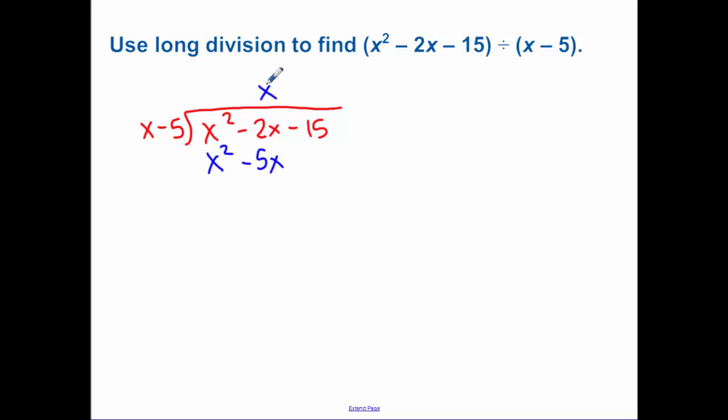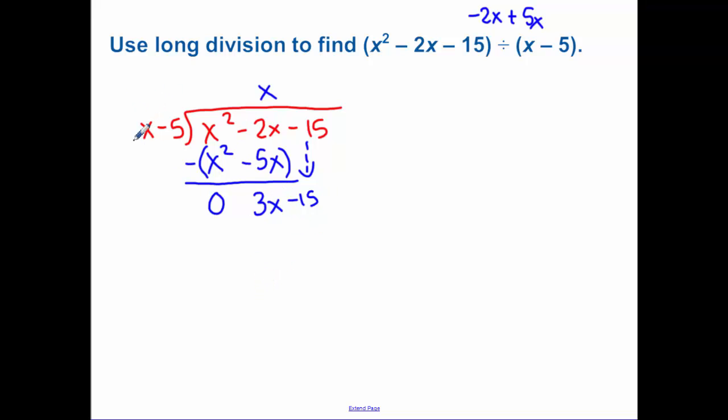What I find students forget to do, they forget to multiply this x to the second term that's over there. Now remember that you're subtracting here. So you have x squared minus x squared is 0. Negative 2x minus a negative 5x is going to be a positive 3x. Actually, it was a negative 2x. So that's how I got 3x there. Bring down your 15.